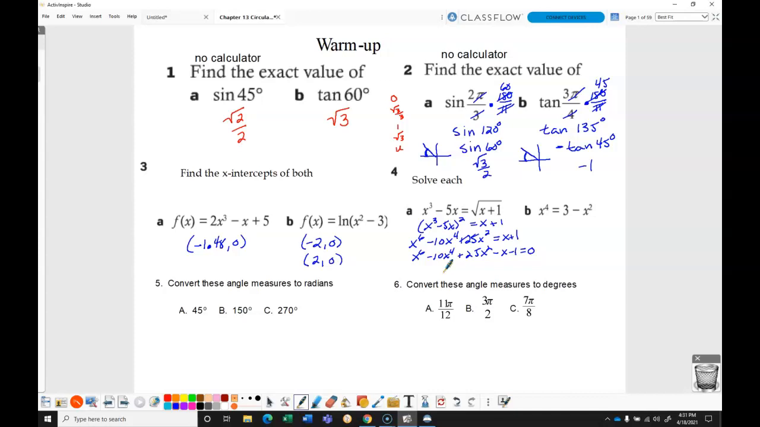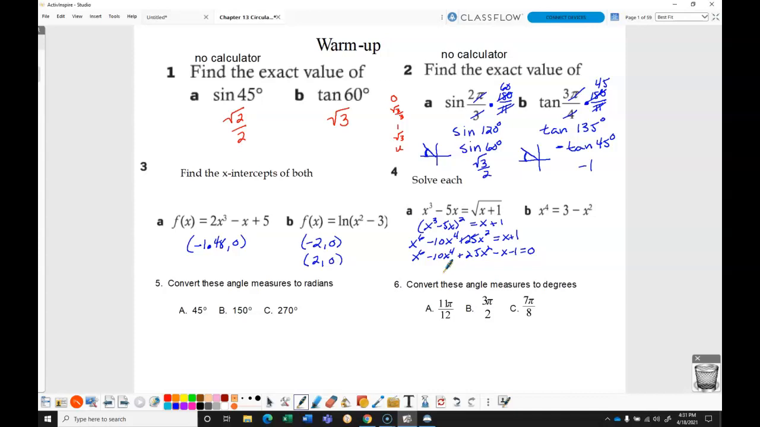30 goes into both of them. So this is 5 over 6, so this is 5 pi over 6. And then 270 multiplying by pi over 180. They're both divisible by 90, so I'm getting 3 pi over 2 for this one.